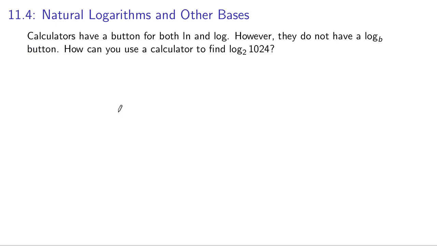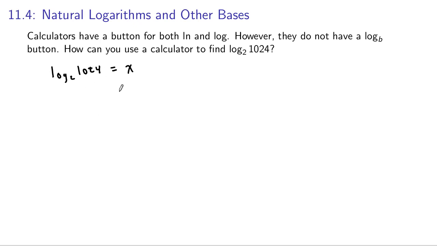Calculators have a button for both natural logarithm and the base 10 logarithm, log. However, they do not have a general button for log base b. So how can we use a calculator to find the log base 2 of 1024? Well, we don't have a button for it. So if we think of the definition of logarithm, the log base 2 of 1024, what we want to know is what's the output? What does it equal?